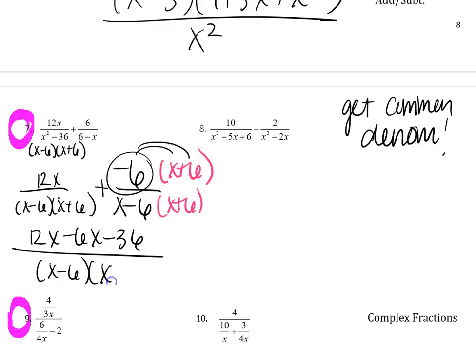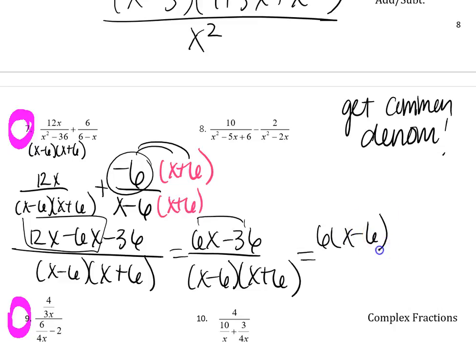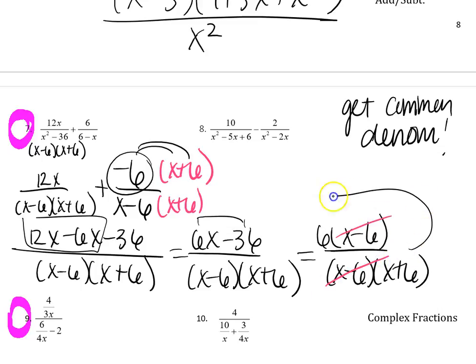And I'll write that common denominator once, which is what you would do when you add fractions anyway. Combine like terms. Now don't stop. You've got a GCF you can take out of 6, right? So this numerator factors to 6 times x minus 6. And hey, look at that. The x minus 6's drop out. So your final answer is 6 over x plus 6. That was a fun one.